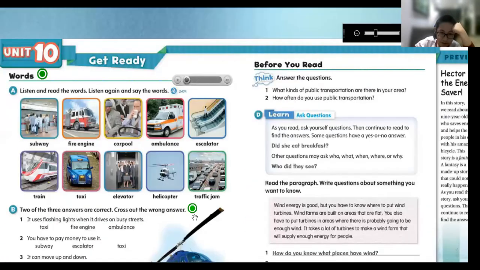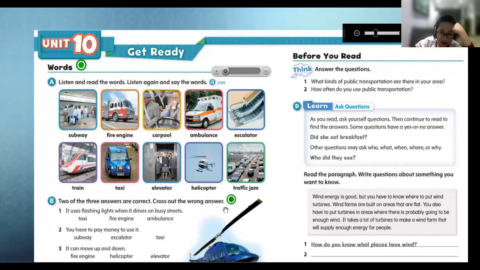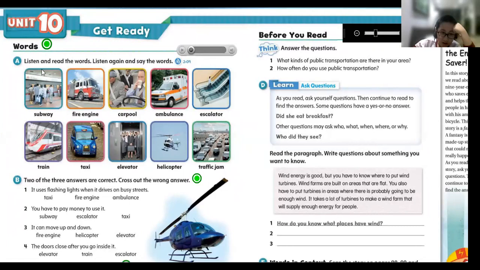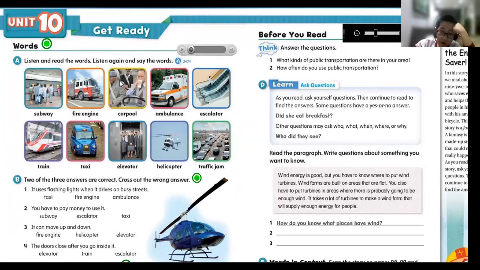So I want you now to look at your next lesson, Unit 10. I want you to listen and read the words. Page 96. Unit 10, Get ready. Words. A. Listen and read the words. Listen again and say the words.